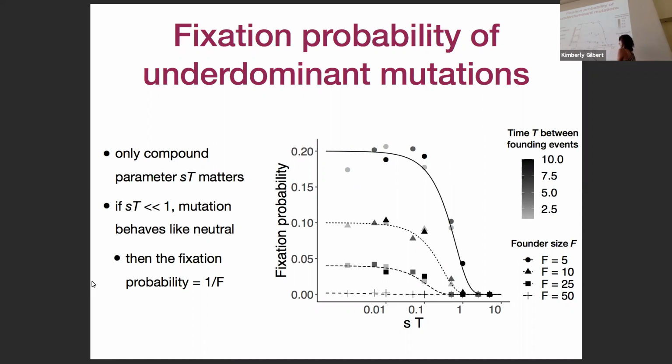So anything that has a much smaller ST than maybe around 1 or 0.5, really what matters is only the number of founders you have. So this compound ST parameter is what determines your fixation probability. And when you're much smaller than 1, you basically are behaving like a neutral mutation when you're at the front of an expanding population. And so that means it can be quite likely, especially when founding sizes are small, that you can fix an underdominant mutation at the front of a species range. So now we know that it is possible and likely that these mutations can undergo allele surfing and fix at the edge of a species range.